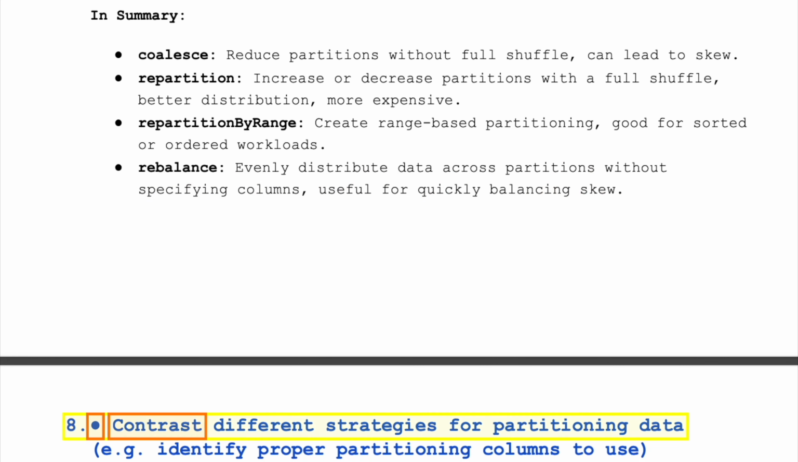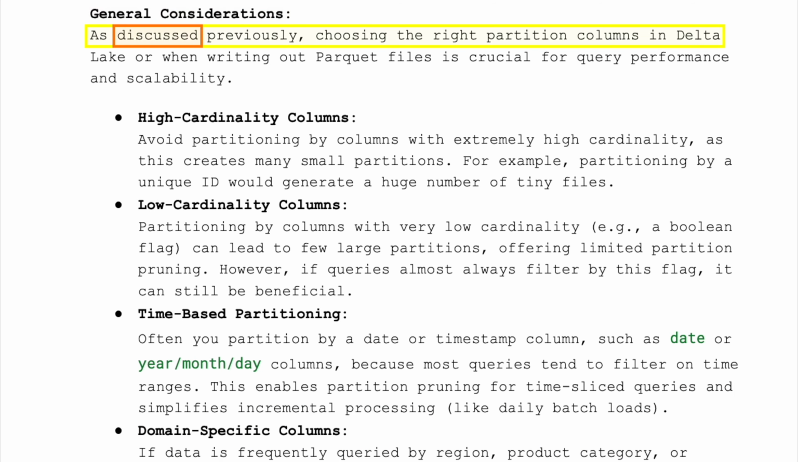8. Contrast different strategies for partitioning data. For example, identify proper partitioning columns to use. General considerations: as discussed previously, choosing the right partition columns in Delta Lake or when writing out Parquet files is crucial for query performance and scalability.